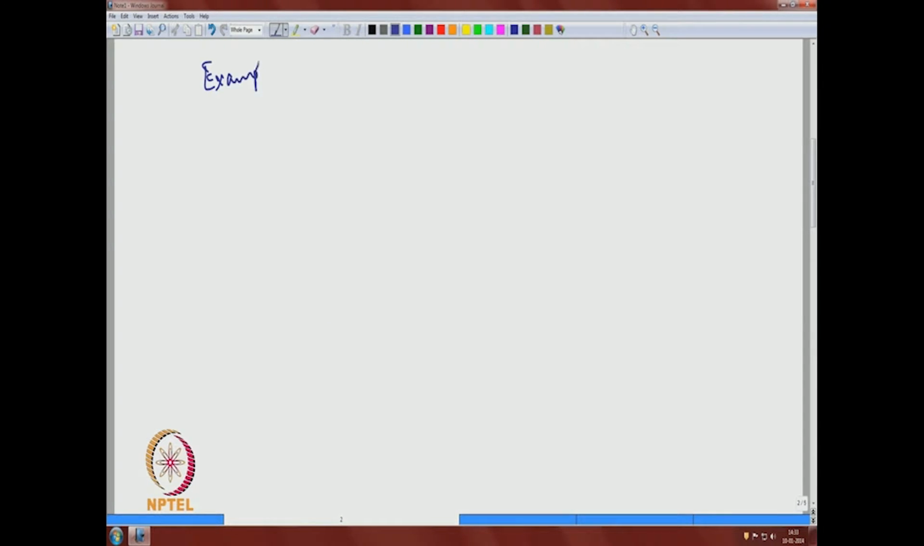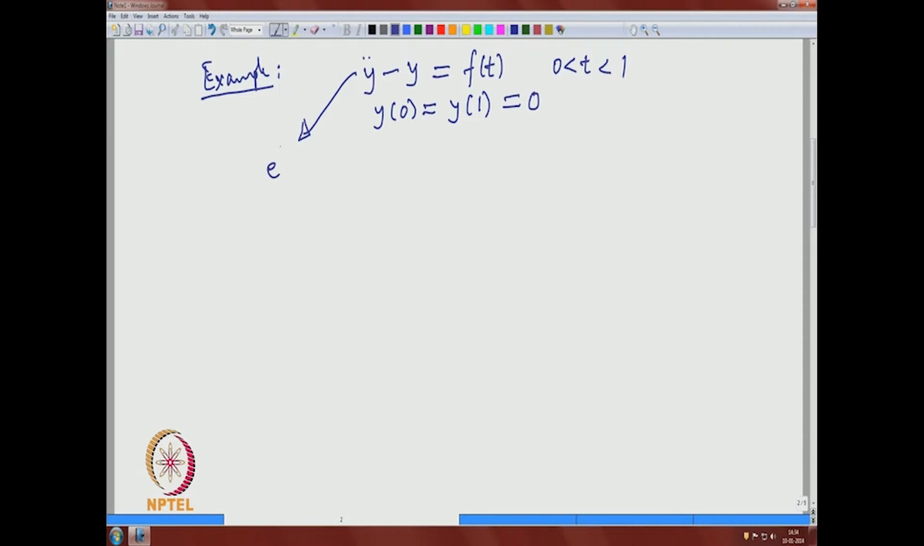So, example, very simple one. y double dot minus y is equal to f(t) in the interval 0 less than t less than 1, and again I take the boundary conditions as y vanishing at both the endpoints 0 and 1. So, this is a second order equation with constant coefficients. If you study the homogeneous equation, e to the t and e to the minus t are linearly independent solutions of the homogeneous equation.